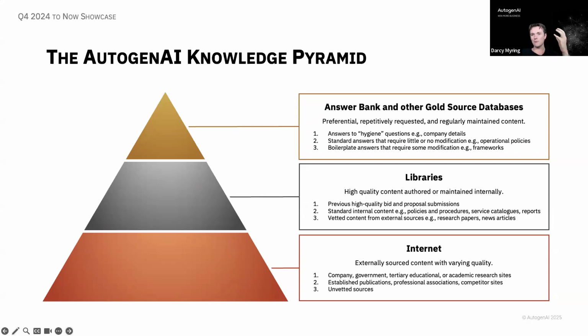From there, moving up, we have really high quality content in our library. We have our previous high quality bids. It's vetted. It's been specifically uploaded to the platform. But there might be, as I said, some things in there that are outdated. And so what this answer bank and these other gold source databases are trying to achieve, and will eventually cover, is having these specific questions and specific answers that we know are our gold source responses. We always answer this question in this particular way. It's boilerplate. It's our best in class responses.